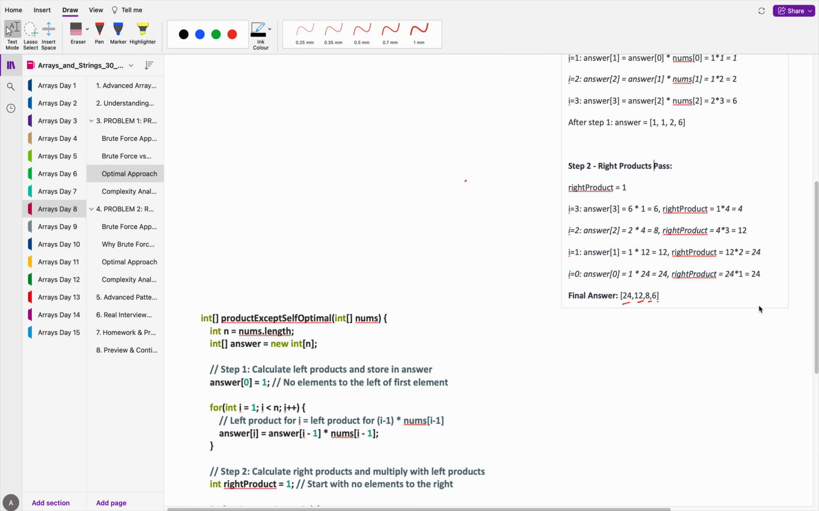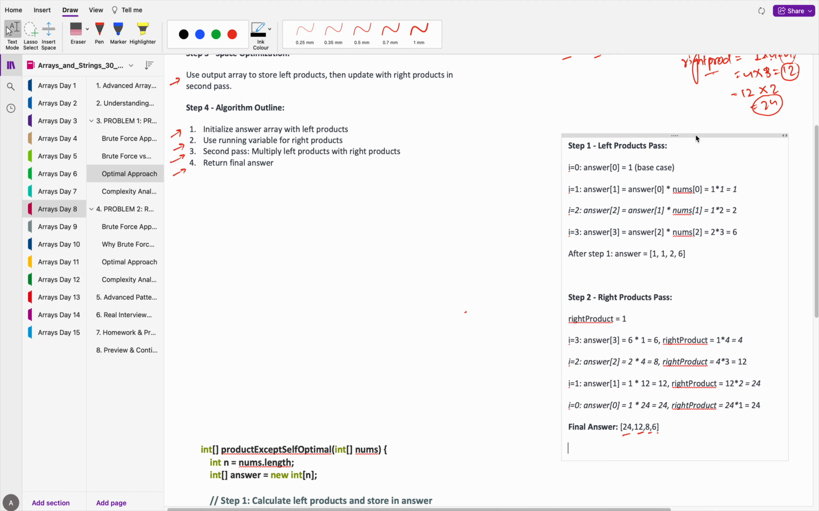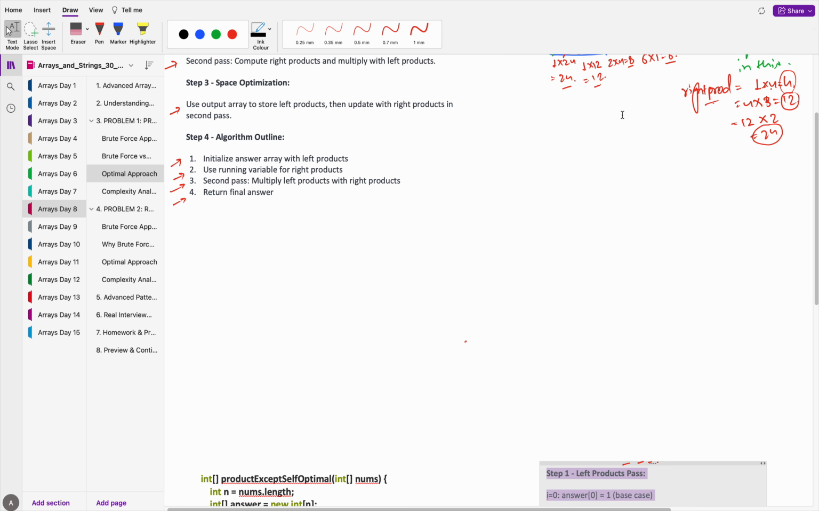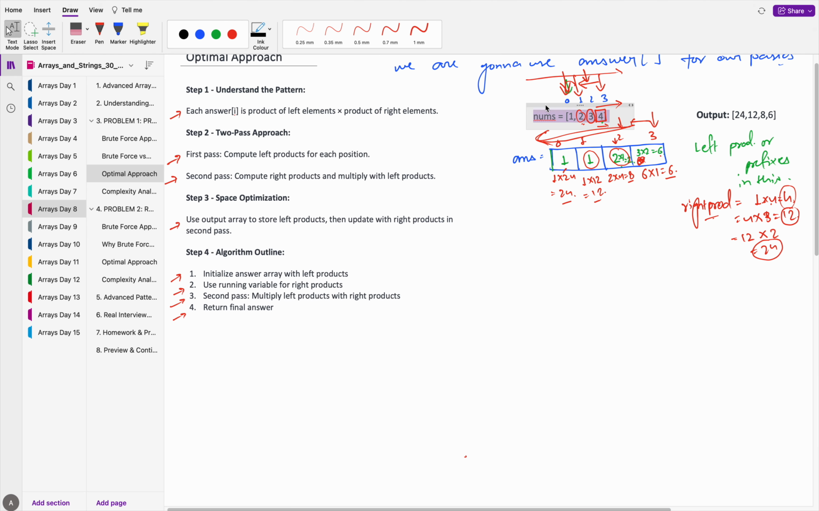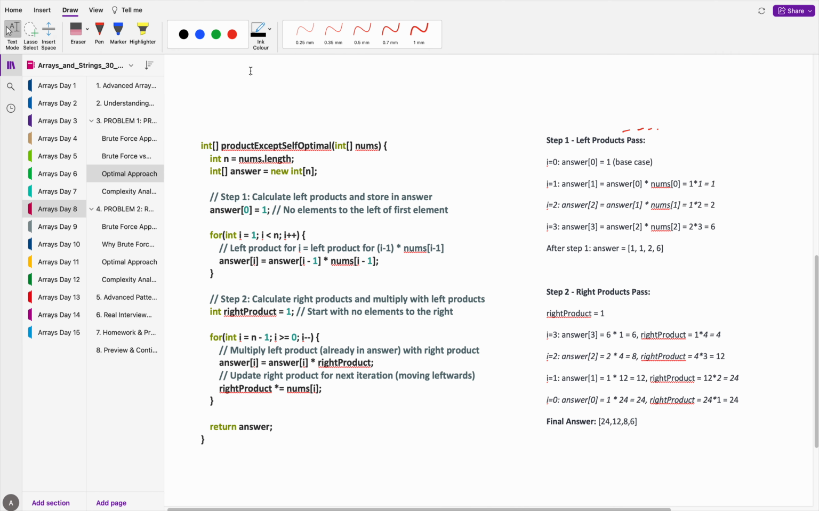Let me just bring it down and let's have a copy of this also, so that we can run a code on this. I pasted it here. The index is 0, 1, 2 and 3.